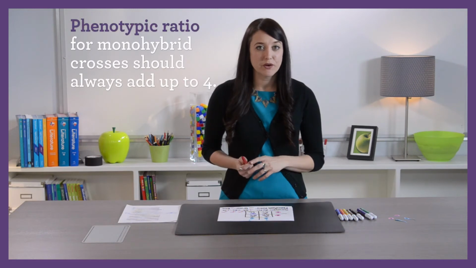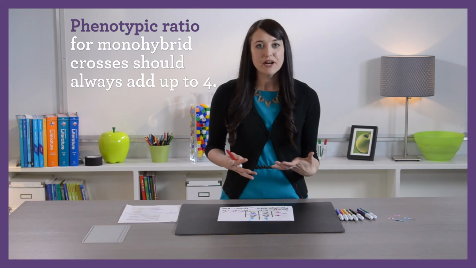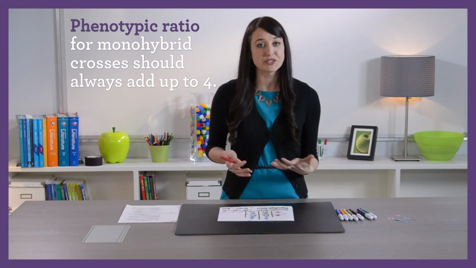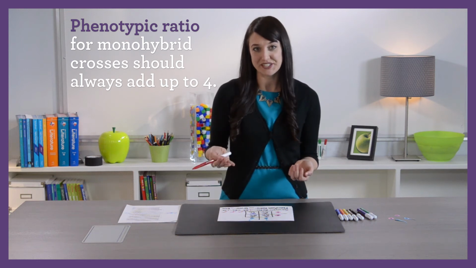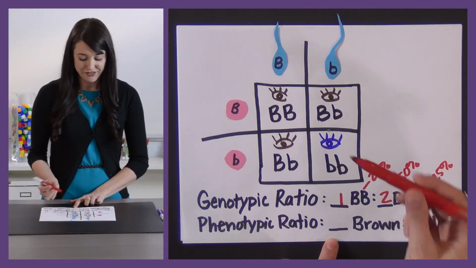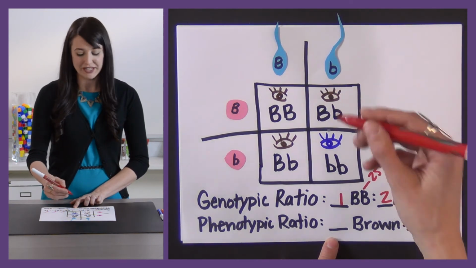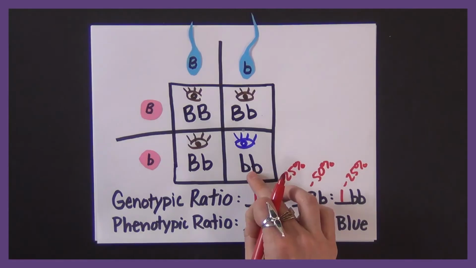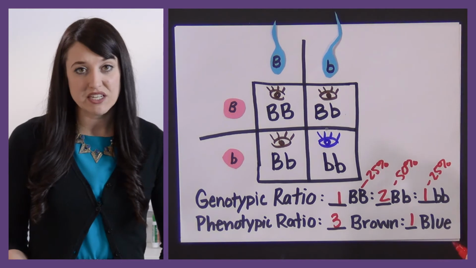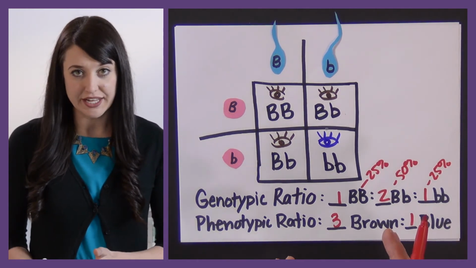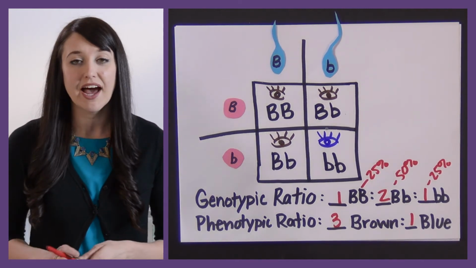The phenotypic ratio of monohybrid crosses should also add up to 4. This represents the number of possible genetic combinations that will result in the dominant representation of the trait and the recessive representation of the trait. So we have 1, 2, 3 brown-eyed offspring possibilities and only 1 recessive or blue-eyed offspring. What this means is there is a 75% chance of the offspring having brown eyes and only a 25% chance of the offspring having blue eyes.